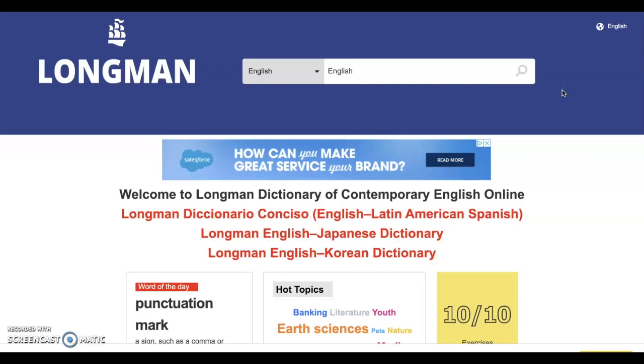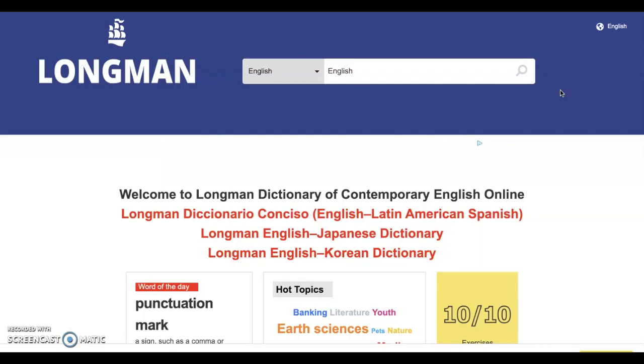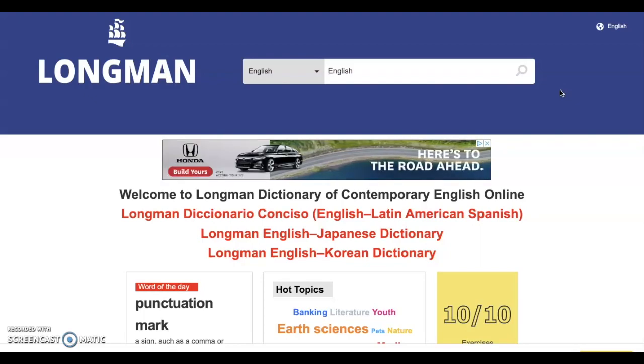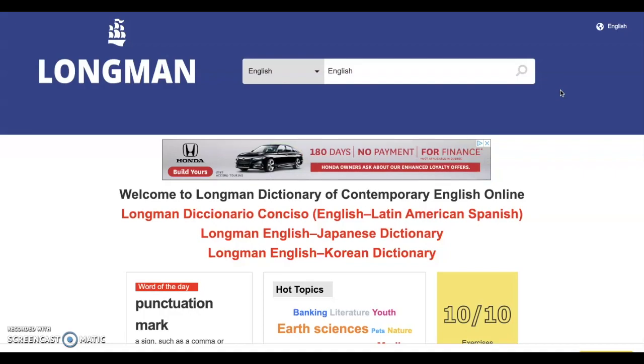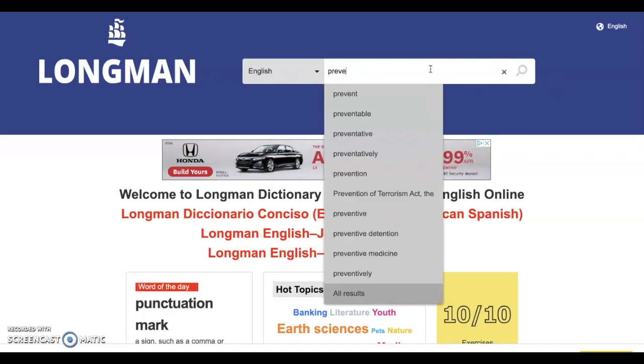First of all, the amazing amount of usage information that the Longman Dictionary provides really makes it a fantastic resource for learners. What do I mean by this? First of all, you have separate usage notes, meaning you can see whether or how frequently a word is used in speaking versus writing.